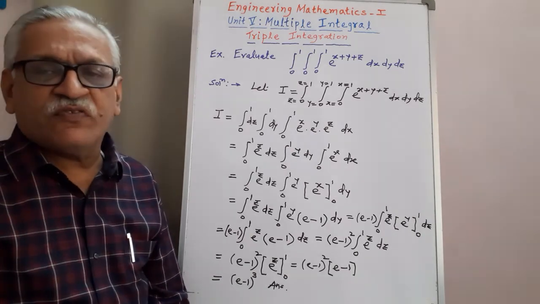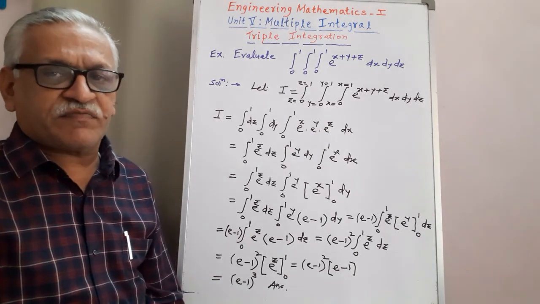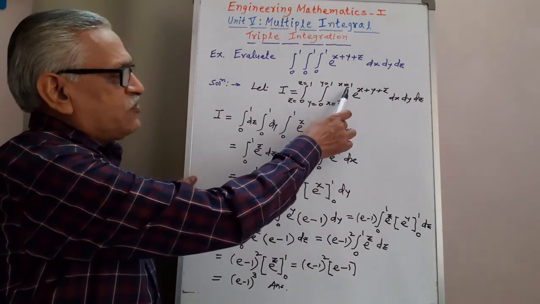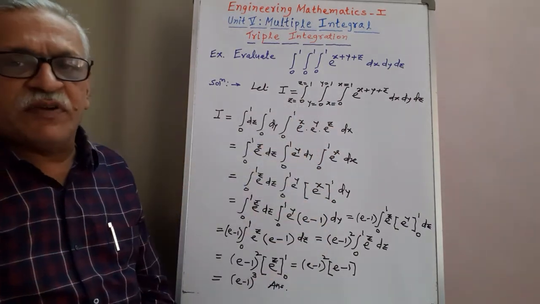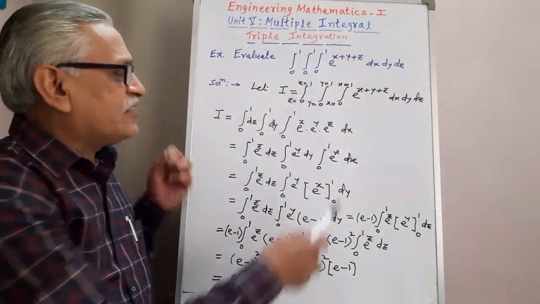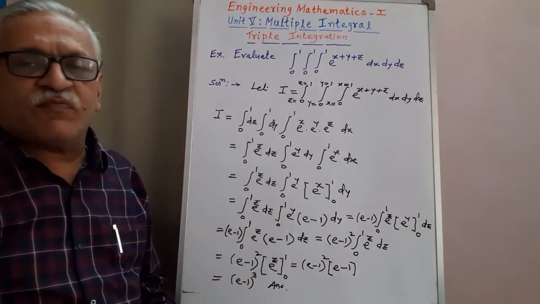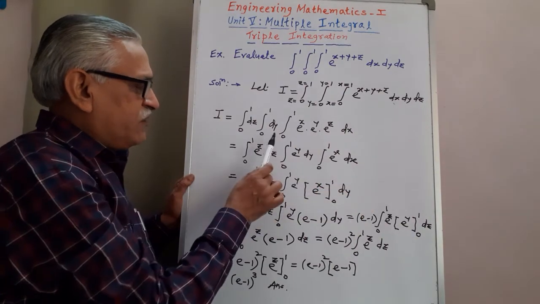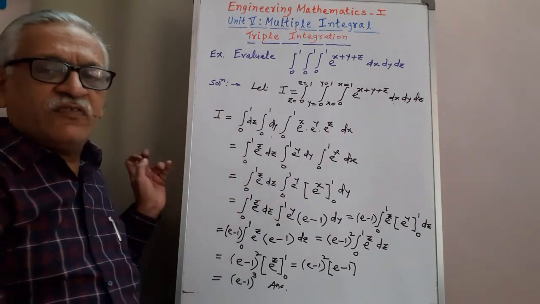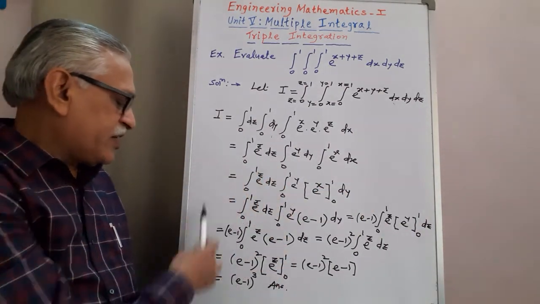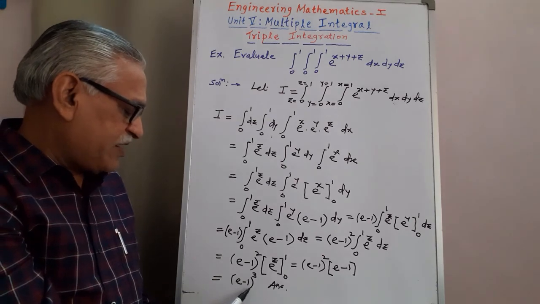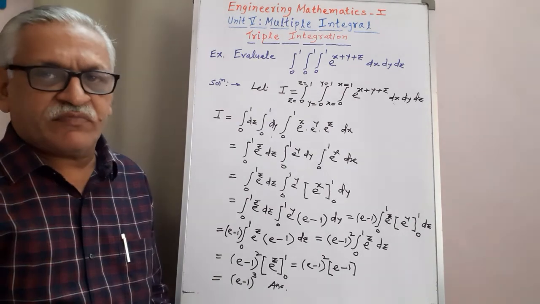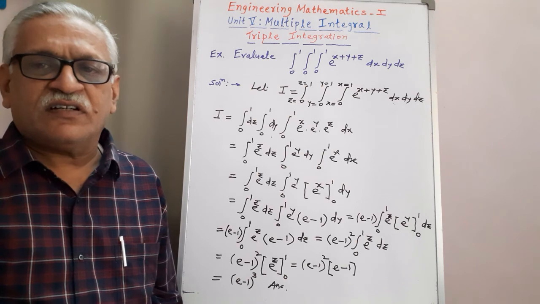The important thing is the order in which we have to perform that triple integration. Therefore, we have to observe the given limits. As here all are constant, we can perform in any order. I have performed first with respect to x, then with respect to y, and finally with respect to z to get the required value as e minus 1 bracket raised to 3 as the required answer.